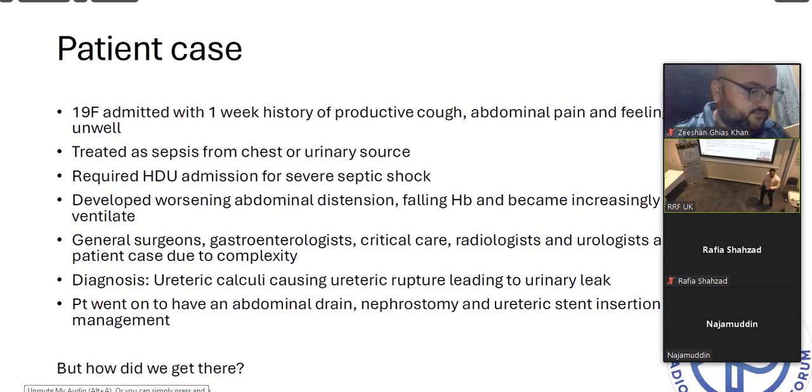The case was complex, involving general surgeons, gastroenterologists, the critical care team, radiologists, and urologists in order to come to a diagnosis, which was a ureteric calculus causing ureteric rupture, leading to a urinary leak. The patient went on to have an abdominal drain, a nephrostomy, and a ureteric stent insertion for management. But how do we come to this diagnosis?